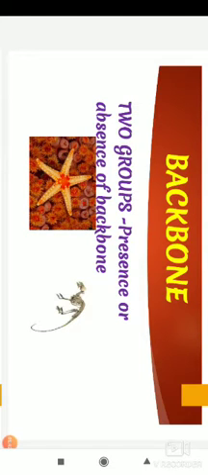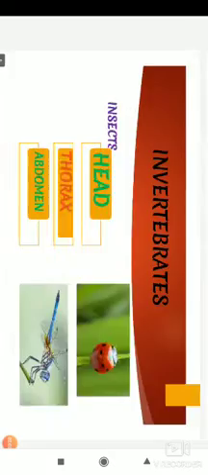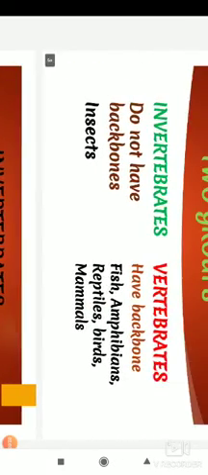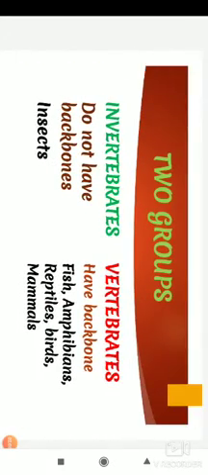Animals with a backbone are called vertebrates, and animals that do not have any backbone are called invertebrates. If you see here, the starfish doesn't have any backbone, but this is a dinosaur's backbone. You can see there is a difference in the backbone presence, right? So here you can see invertebrates and vertebrates.